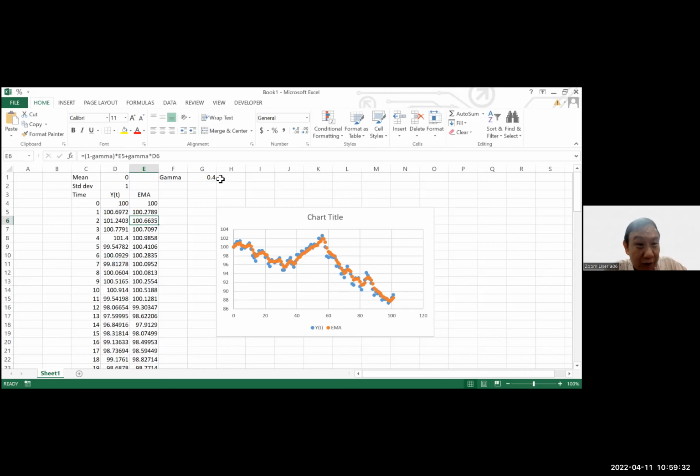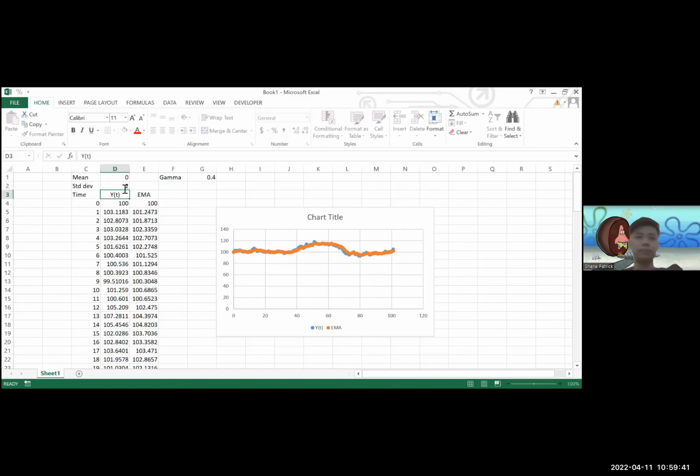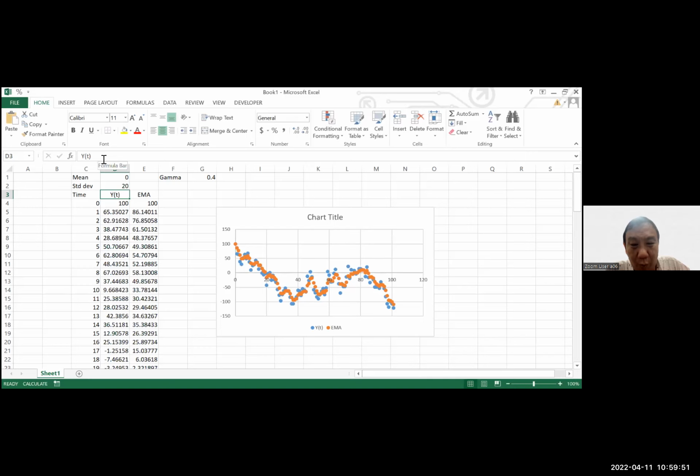Try to make the standard deviation bigger so that you can see the risk, for example 10 or 20. Make it 20 standard deviation. So the EMMA can still help to get the pattern of your data, right?